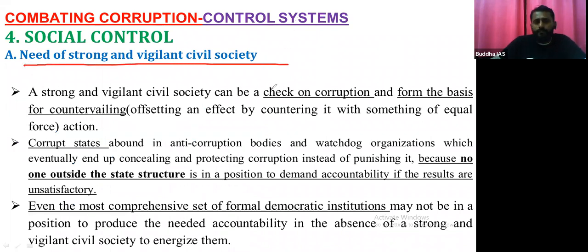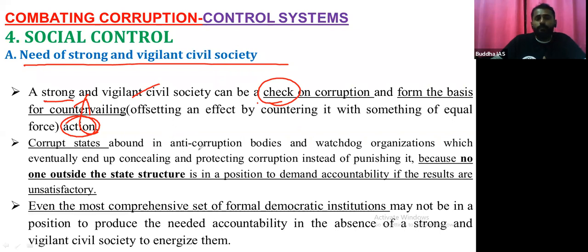Need of strong and vigilant civil society. A strong and vigilant civil society can be a check on corruption and form the basis for countervailing, that is, offsetting an effect by countering with something of equal force or action. I repeat, a strong and vigilant civil society can be a check on corruption and form the basis for countervailing action. So countervailing action here means if other things are not working, then it can act as a force to curb corruption.